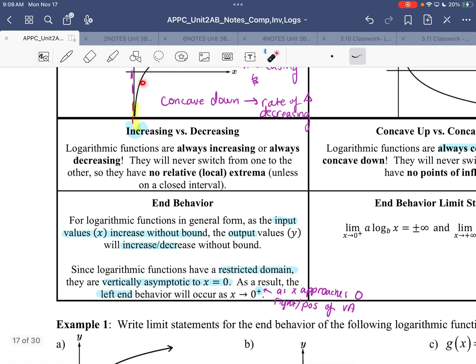So it's approaching the right side of 0. Plus is on the right side because that's where more positive things are. A minus, like 0 minus, means from the left side because that's where more of the negative things are.